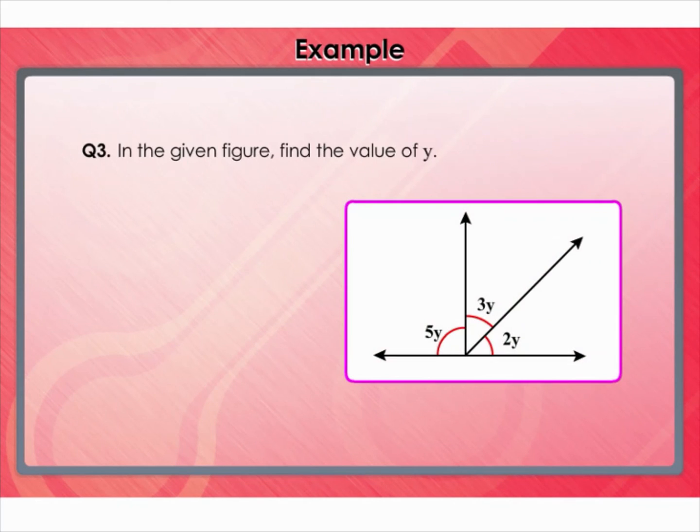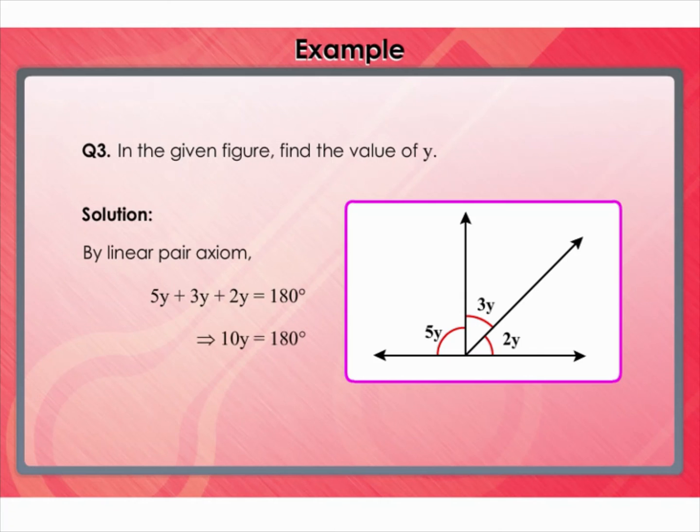Now let's see another example. In the given figure, find the value of y. By linear pair axiom, 5y plus 3y plus 2y is equal to 180 degrees. On simplifying, we get 10y is equal to 180 degrees. Therefore, y is equal to 18 degrees.